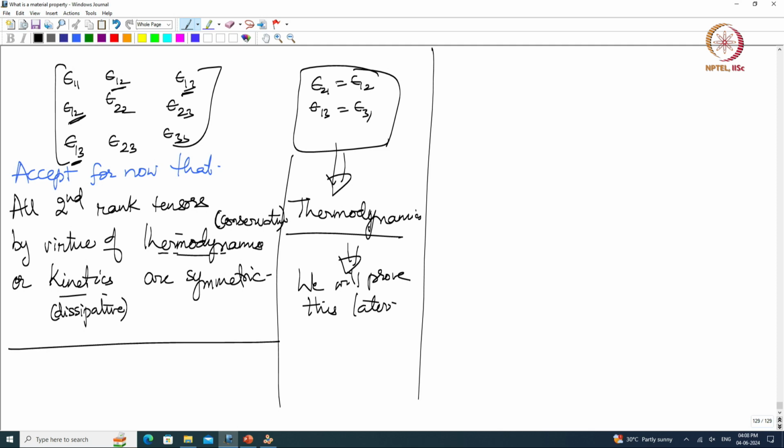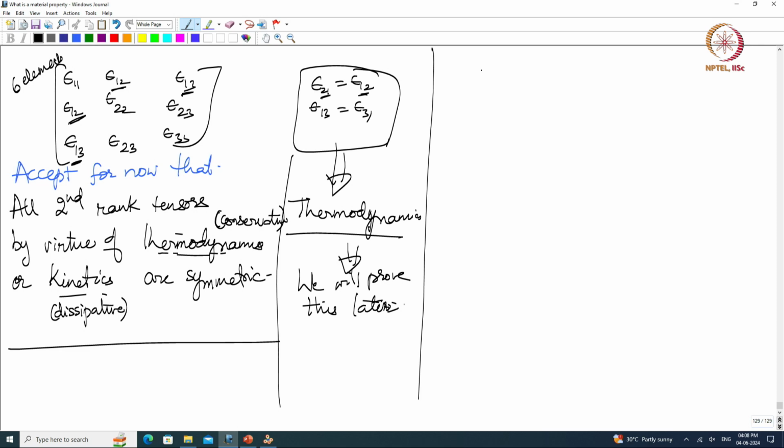So I am not going to question why epsilon 2 1 should be equal to epsilon 1 2 until I come to that discussion in thermodynamics. We will prove this later. For now just take that fact. So I have this tensor which is supposed to have 6 elements.